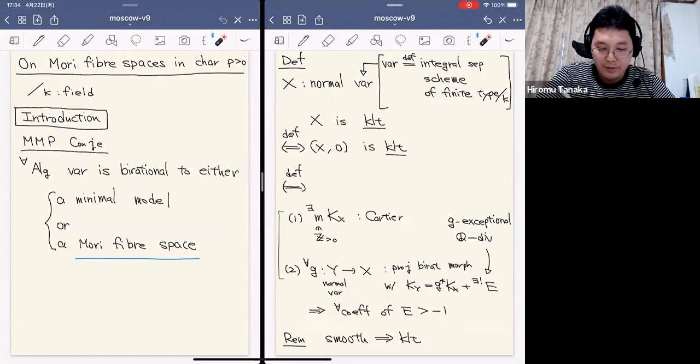If you are not familiar with KLT singularities, then I think this implication might be helpful. At least if X is smooth, then it is KLT.